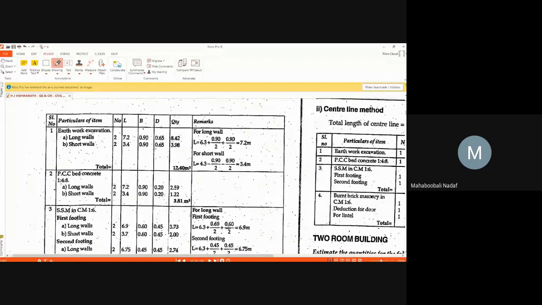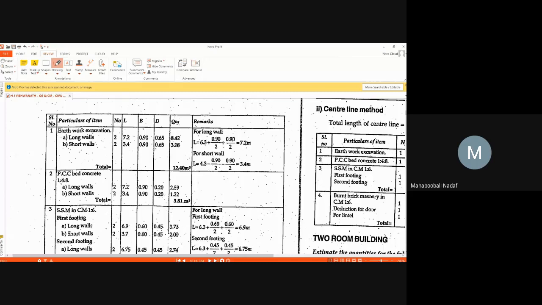Okay, now what is 6.3? What is 4.3? These are the initially calculated center to center distances in one direction and in another direction. Is that clear? Whenever you write this tabular column, first write the item, and you should write long wall, short wall when you are solving the example with the long wall, short wall method only. Second, you should write the number of those walls.